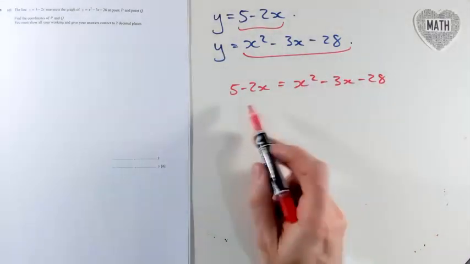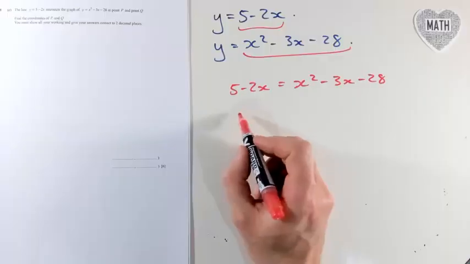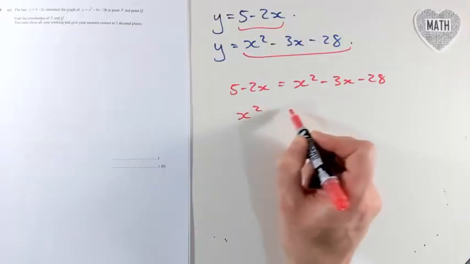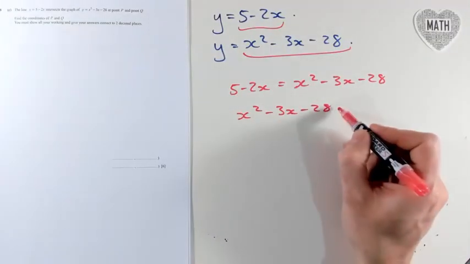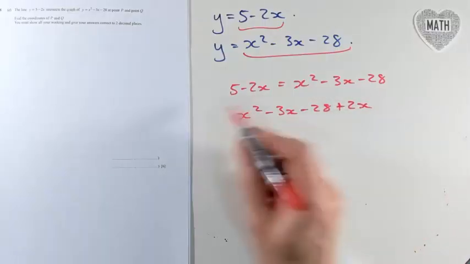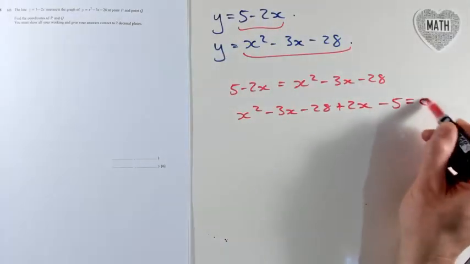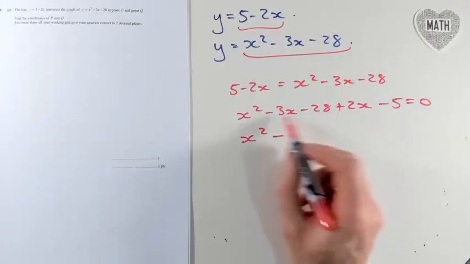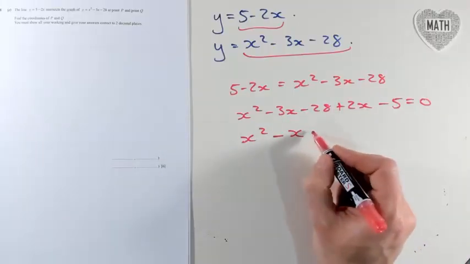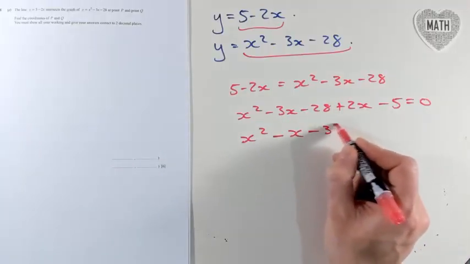Now, for a quadratic equation, we put everything equal to 0. So we've got x squared minus 3x minus 28, and then I'll do a plus 2x and a minus 5 is equal to 0, and that would come to x squared minus x minus 33.